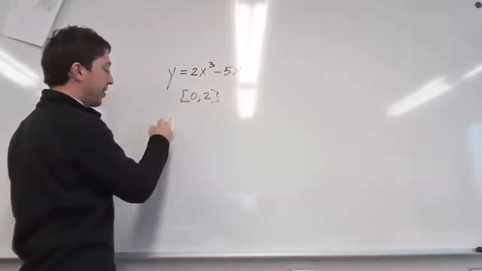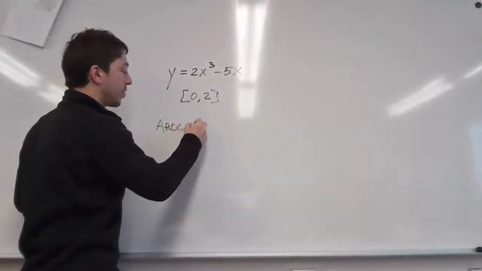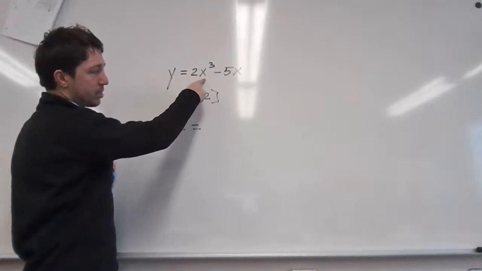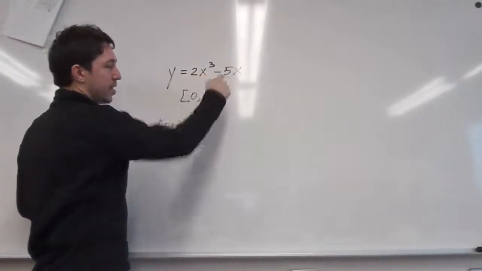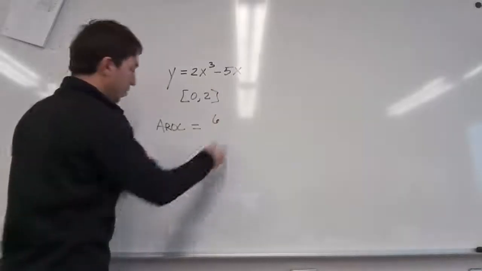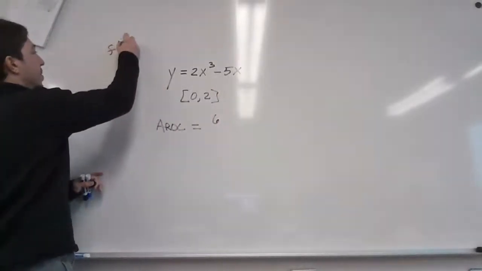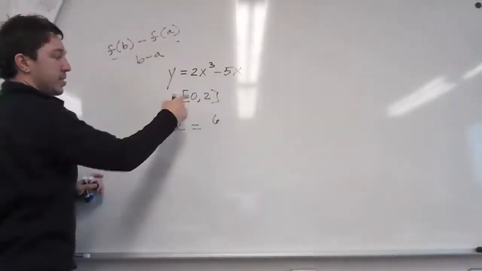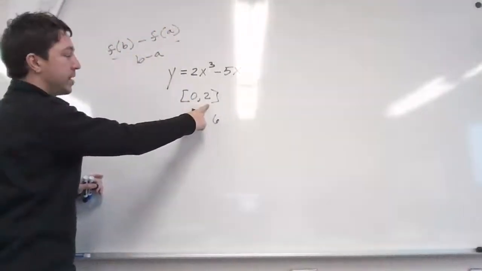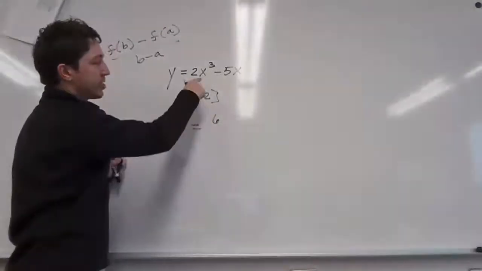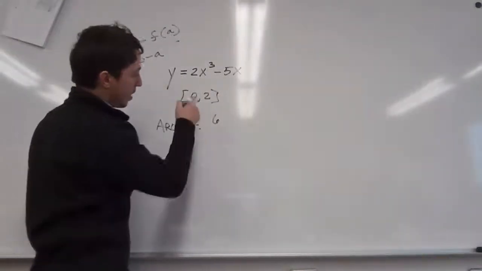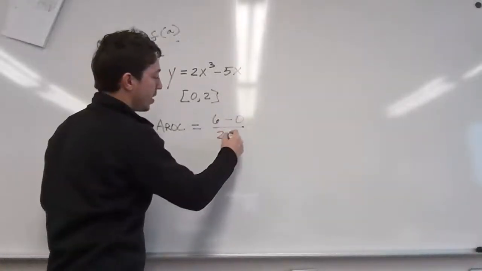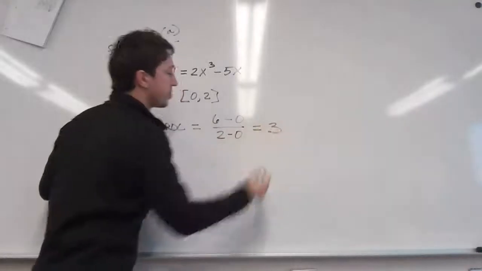So let's get the average rate of change. Just rise over run. Plug 2 in, you get 2 times 8, 16. 16 minus 10 is 6. Remember, average rate of change is f of b minus f of a over b minus a, where this is your a and this is your b. Cool beans? So plugging in 2 gets you 6. Plugging in 0 gets you 0. So that's easy. And then divided by 2 minus 0. So the average rate of change is 3.